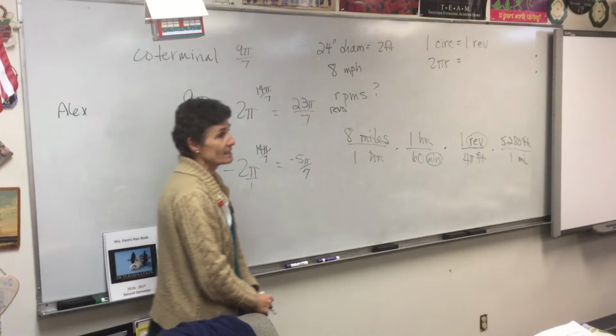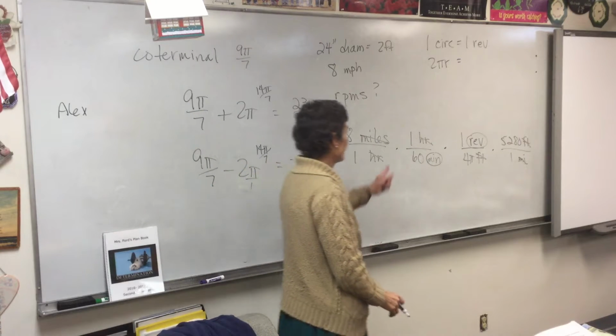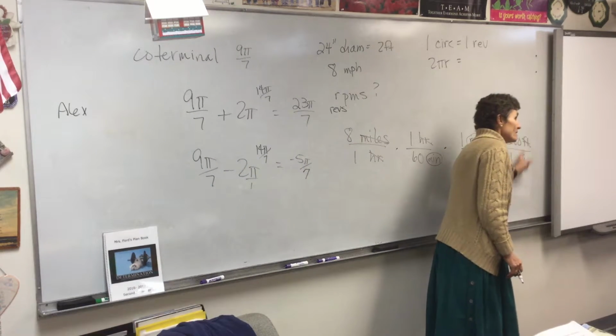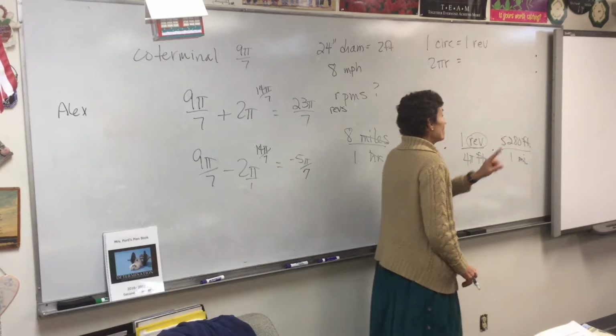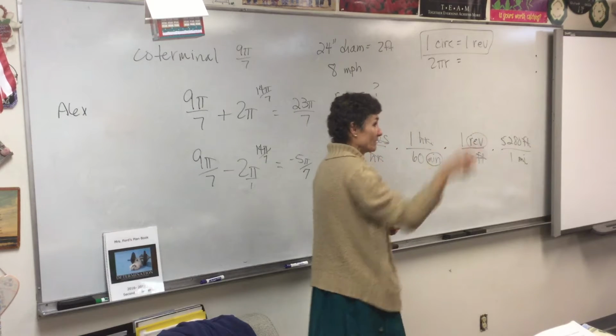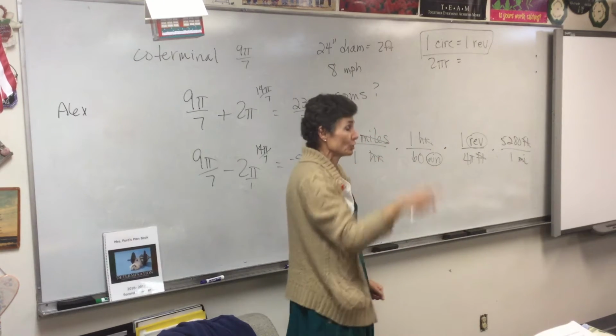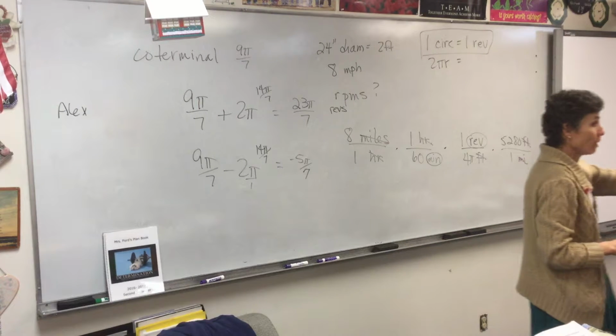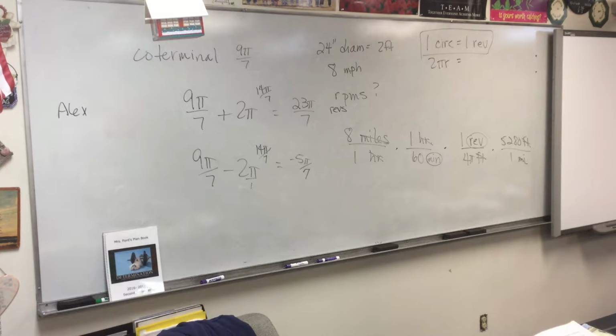Now you guys have done enough of this in your life. I think you don't have any trouble with this. What you have to remember in these problems is this relationship right here, and it makes perfectly good sense. A revolution is a circumference. So if you need to get revolutions into your problem, you need to put in the circumference. Okay?